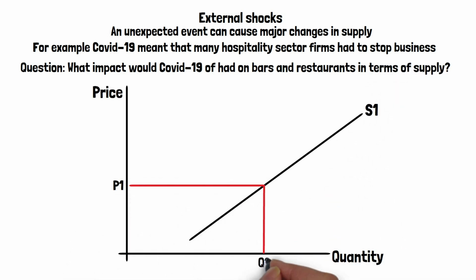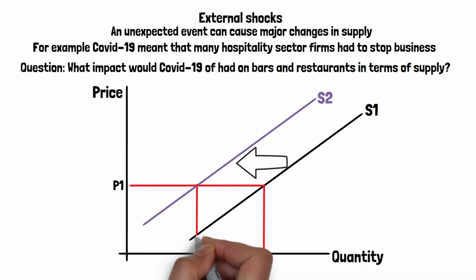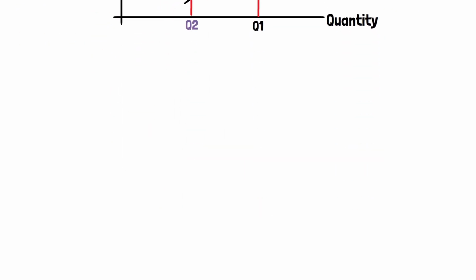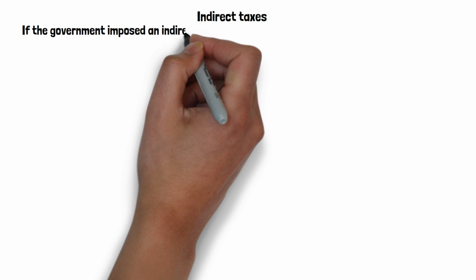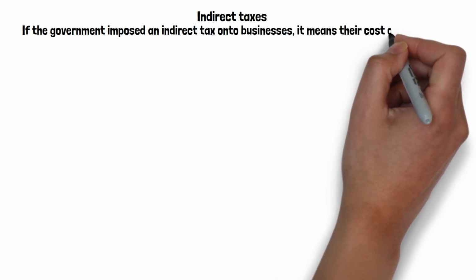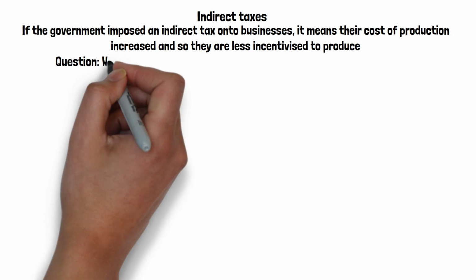Of course, the answer is that it would cause supply to decrease. Therefore, S1 would shift to S2 as seen here, and then quantity supplied would be reduced from Q1 to Q2. Now, we can look more into indirect taxes. If the government imposed an indirect tax onto businesses, it means their cost of production increases, and so they are less incentivized to produce.